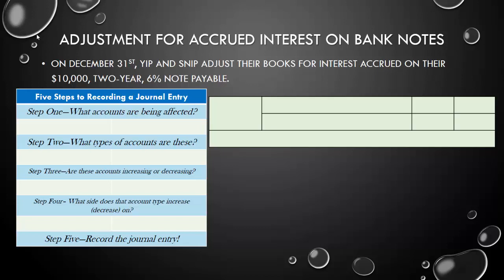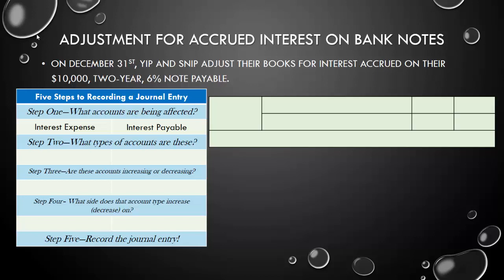What accounts are going to be affected? Well, interest expense is going to be one of them. We have to record the expense in the period in which our company actually incurred it. This expense got added to this loan during December, even though we're making quarterly payments. The other account that is going to be affected is interest payable. We know we owe this interest to the bank. We're going to put that liability on our books.